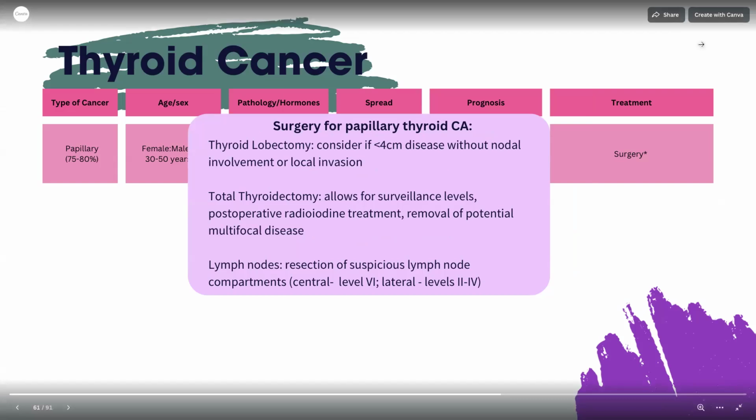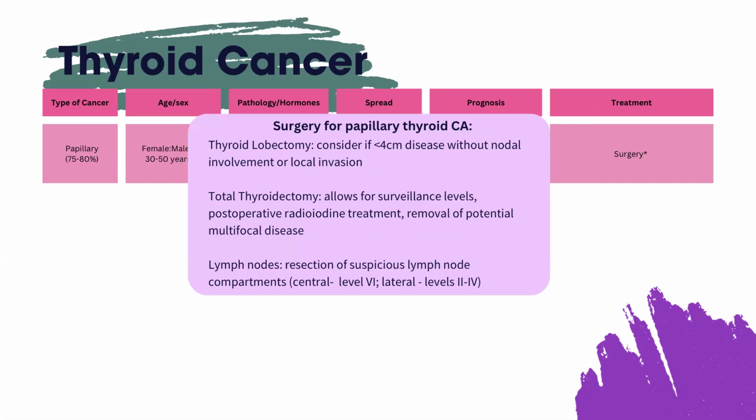So what surgery do you perform for papillary thyroid cancer? So you can perform a lobectomy or a thyroidectomy. So this depends on a few things. If the nodule, they say less than 4 centimeters, to me that's pretty large, or without nodal involvement, you can consider a thyroid lobectomy. For a total thyroidectomy, there are some advantages to doing this. It does allow for surveillance of your thyroglobulins. You can get your post-op radiation or radioiodine treatment. You can't do this if they still have thyroid left, and then removal of any potential multifocal disease.